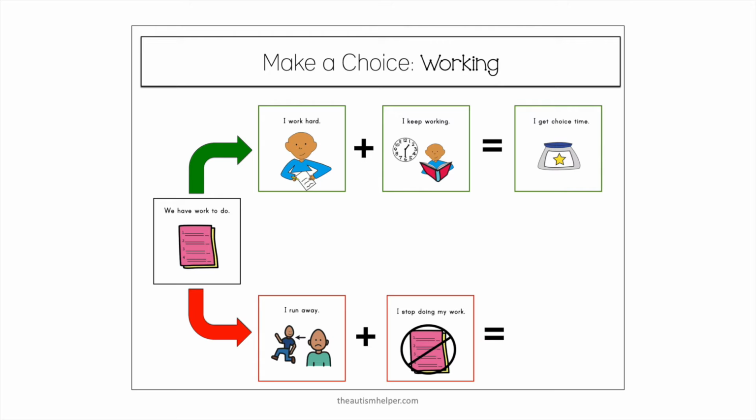So I run away and I stop doing my work means I need to finish my work by myself. So the learner is not going to get their choice time. They're going to have to finish their work by themselves. Choice time will come as a result of working hard and continuously working. Again, with escape behaviors, there's a lot more that goes into this, and there's a lot of other strategies we want to use as well. But this shows that we want to really shift and think about what consequence was previously for that inappropriate behavior and how we can let our kids still get access to that same consequence by using those positive behaviors.